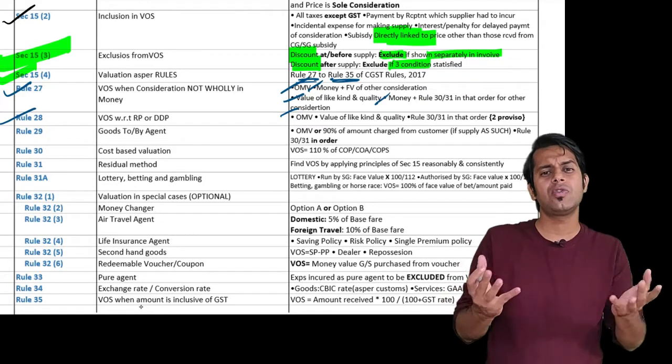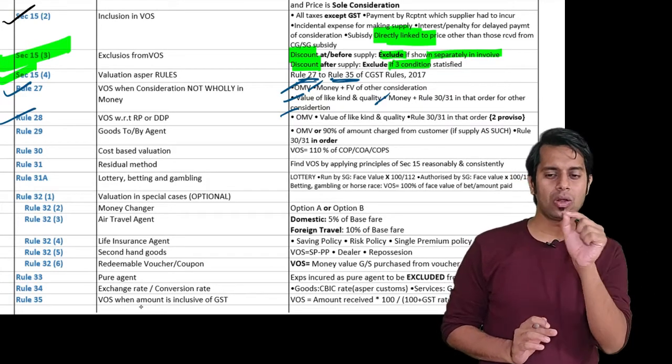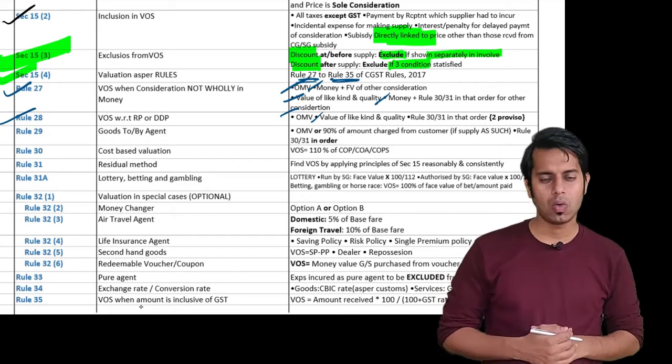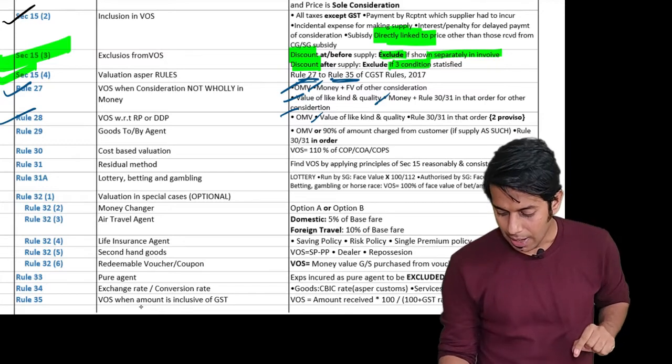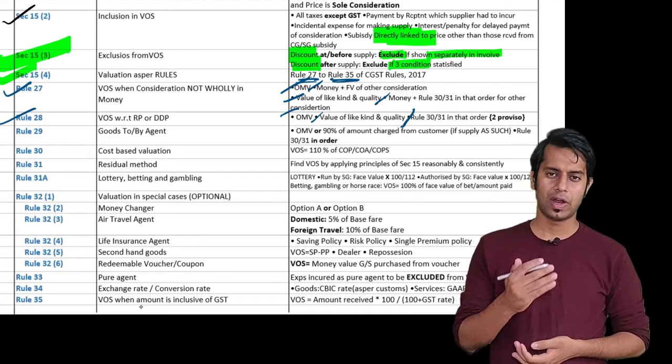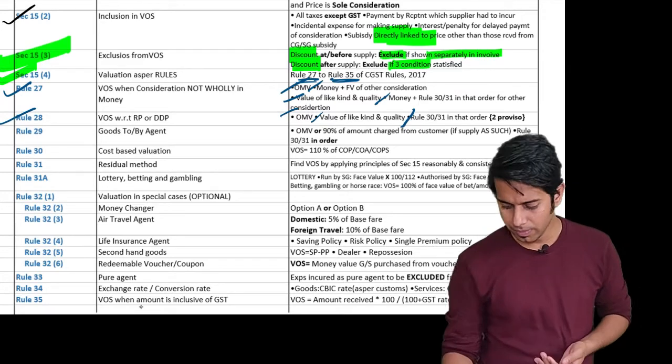Sir, what if open market value is not there? If open market value is not there, then value of like kind and quality. Sir, what if value of like kind and quality is also not there? Then apply rule 30-31 in that order to find the value. First apply rule 30, then apply rule 31 and find the value.